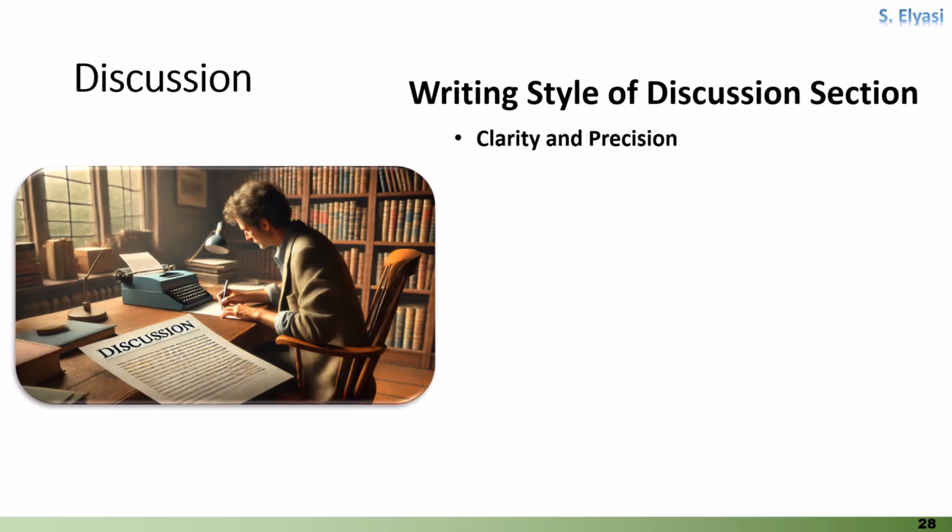Clarity and precision are essential in the discussion section. The writing must be clear, concise, direct, avoiding vague statements or overly complex sentences. Each sentence should communicate a specific point that contributes to the overall argument, rather than using general phrases like, "The results are interesting." Specify what makes them significant. For instance, say, "The results reveal a novel mechanism of enzyme regulation that diverges from previously established pathways." This approach ensures that your discussion is both meaningful and impactful, offering precise insights that enhance the reader's understanding.